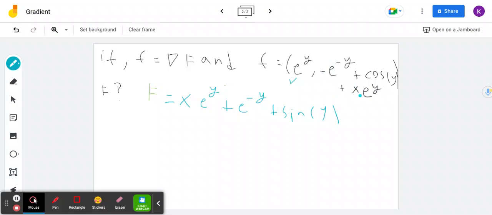Obviously, we can add an arbitrary plus c if you want, because this is a function. Usually, when we're taking integrals, because we don't have any boundary, we can add a plus c. It doesn't really matter, because the derivative of a constant is just 0.